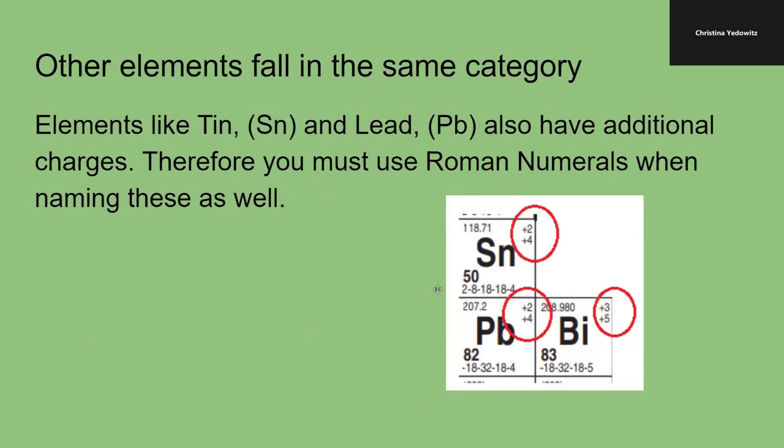So these are some of the exceptions. Everybody who's a transition metal, you're pretty safe using a Roman numeral for them when you're writing their name. But underneath the staircase, you're going to notice that there's 3 other elements. This is tin, this is lead, and this is bismuth, and they have additional charges. And so you're going to need to use Roman numerals for them as well.